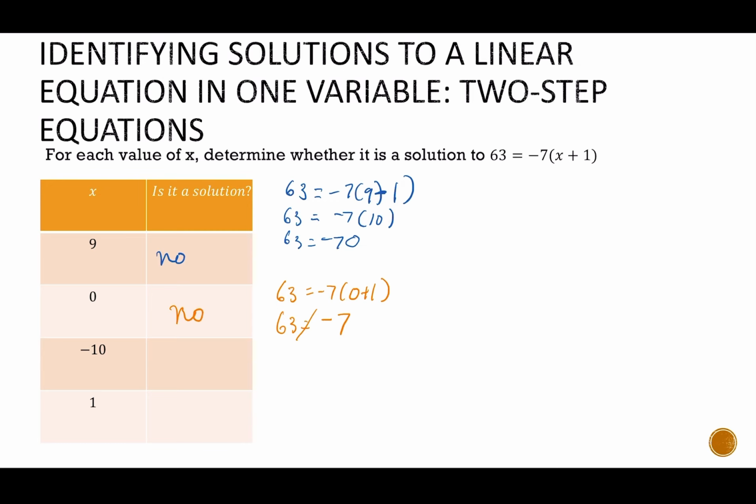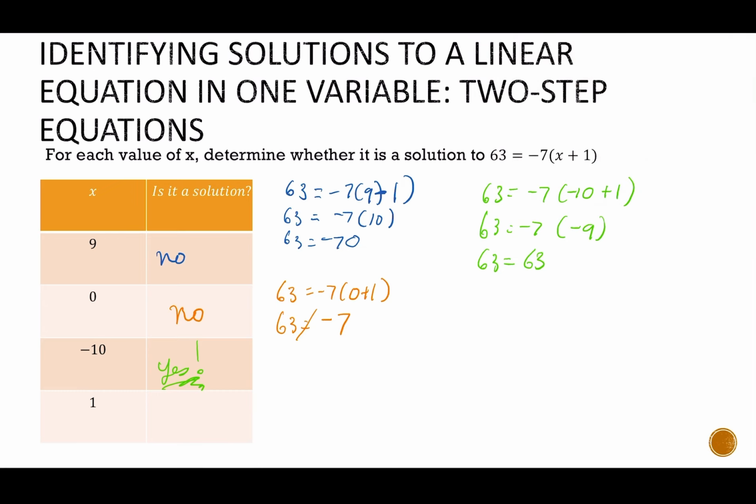Let's try negative 10. 63 is negative 7 times negative 10 plus 1. 63 is negative 7 times negative 9. Two negatives make a positive, so I do get 63. So yes, this is a solution. It gets an exclamation point.